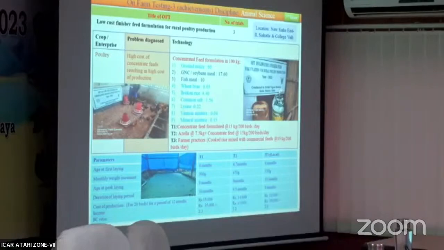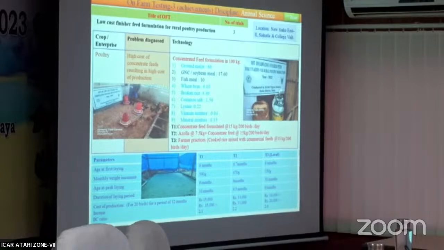So coming to the next OFT, here low-cost finisher feed formulation for rural poultry production. The problem diagnosed was high cost of concentrate feeds, which results in high cost of production. So concentrate feed formulation in 100 kg was undertaken, and the ingredients that we used are shown here in the slide.